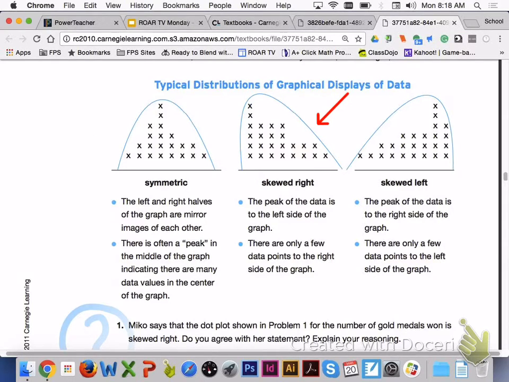When the distribution of the data is skewed right, the peak of the data is to the left side of the graph. There are only a few data points to the right side of the graph. And finally, if the distribution of the data is skewed left, the peak of the data is to the right side of the graph, and there are only a few data points to the left side of the graph.